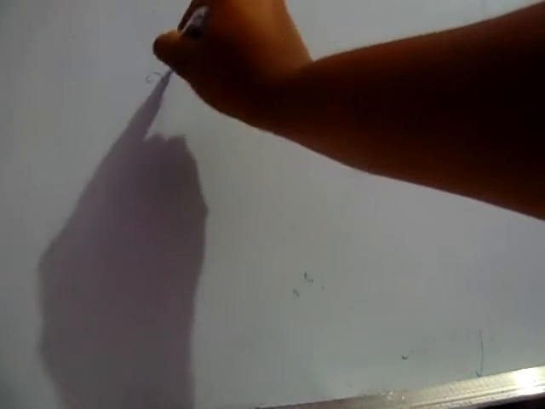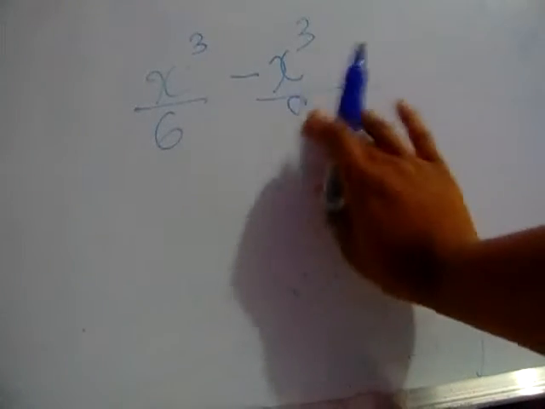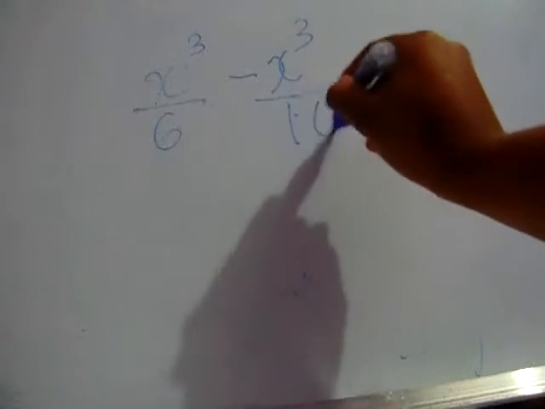So I'm going to use it for the order of 3. We had x³ over 6 minus x³ over 8, right? That's 16, and this was a plus.